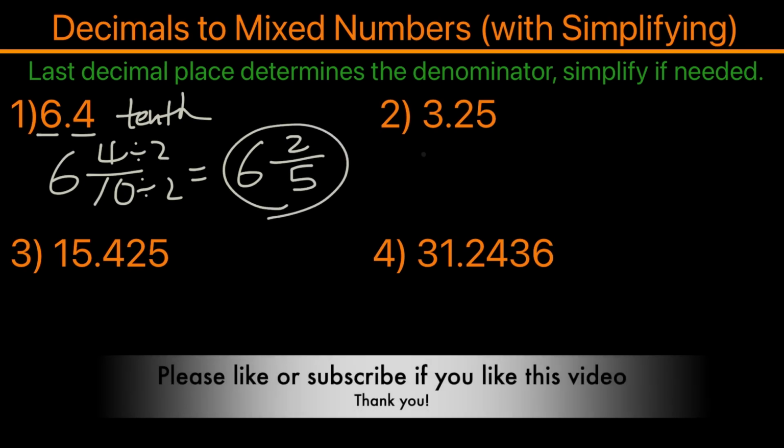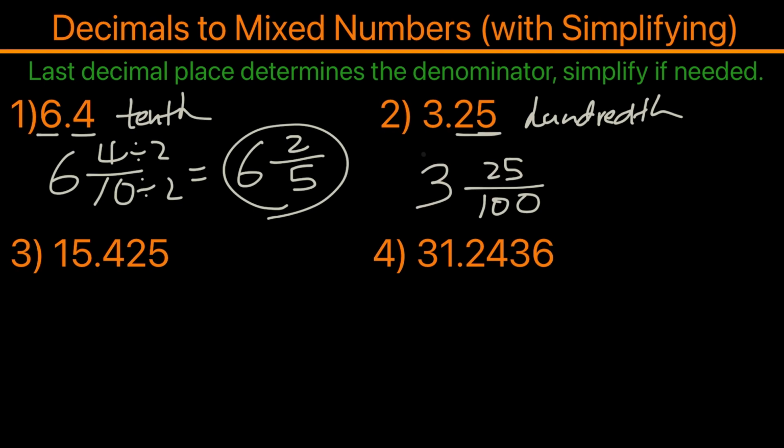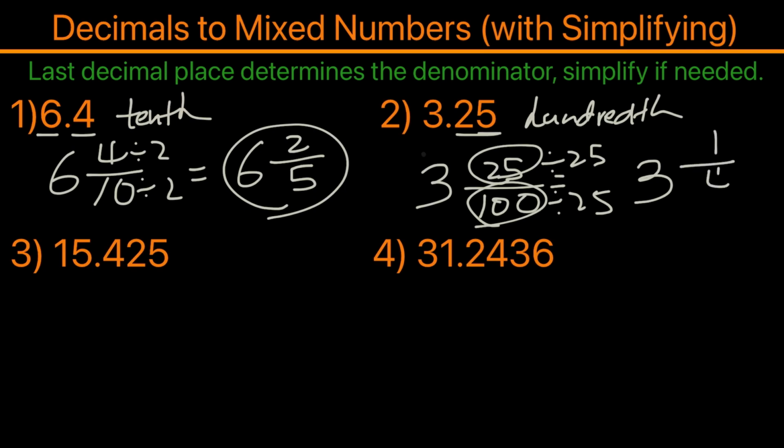For the second example, we have 3.25. Now looking at the last decimal place, this is the hundredth. So for the hundredth value, we will have 100 on the bottom, and then we'll place the 25 as the numerator, and then the whole number will be 3. Then 25 and 100 can be simplified. Both can be divided by 25. So then this will be 3, the whole number, and then 1/4. And that will be the answer for example 2.